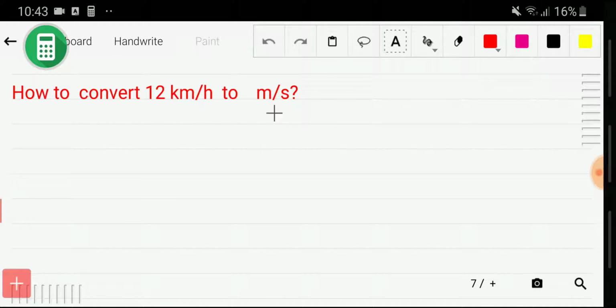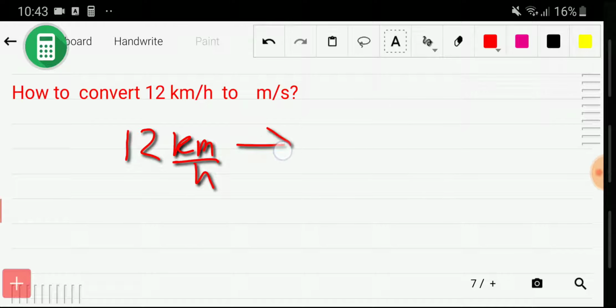I will show you three methods to convert 12 km per hour to meter per second. So let me show you the first method. Okay. So let me write the problem here. We'd like to convert it to meter per second, right?